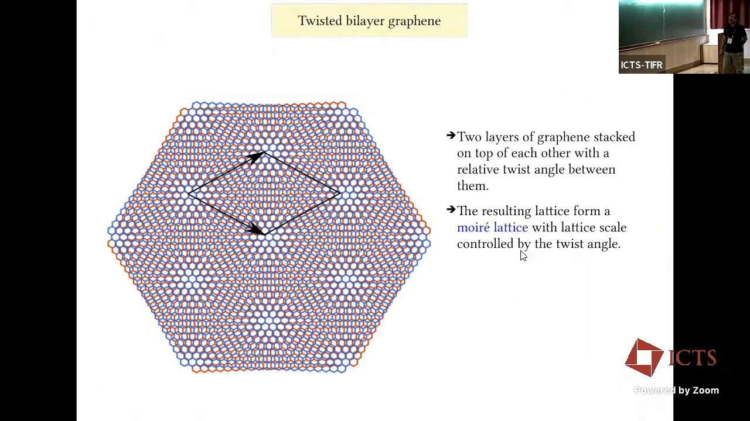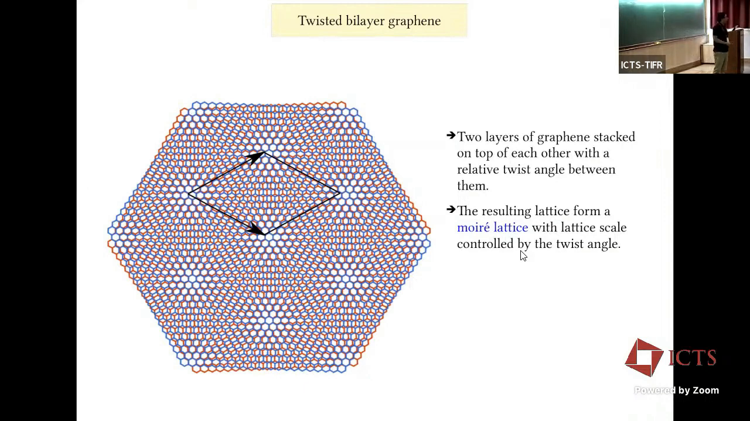So I'll be talking about twisted bilayer graphene systems. I'll be talking about double bilayer graphene, but let me introduce bilayer graphene. I'm giving like 2-3 slides so that those who are not familiar can get a taste of why we are excited about these systems. So these are two graphene layers which are stacked on top of each other with a relative twist angle between them, and the twist angle is typically tiny, of the order of a degree or so.